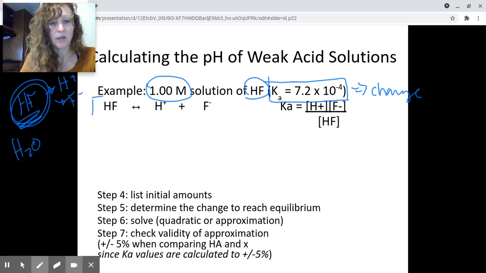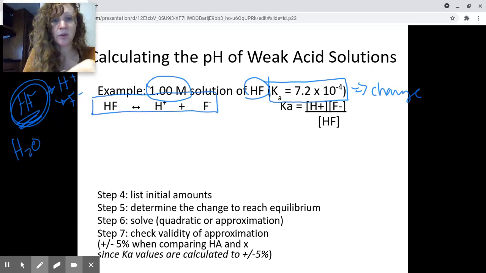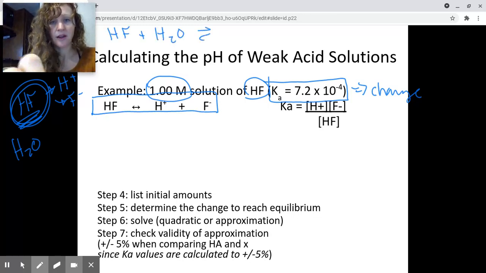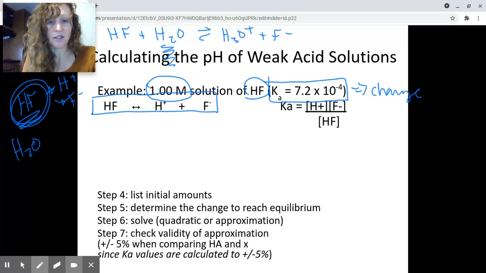So we're going to write out the equation. Here they have the equation written out for us. Notice they have it written out in kind of the shorthand way instead of writing it out in the actual reaction. But because we get to ignore the liquid in the K equation, it doesn't matter how we write it out. They also have the K equation written for us.